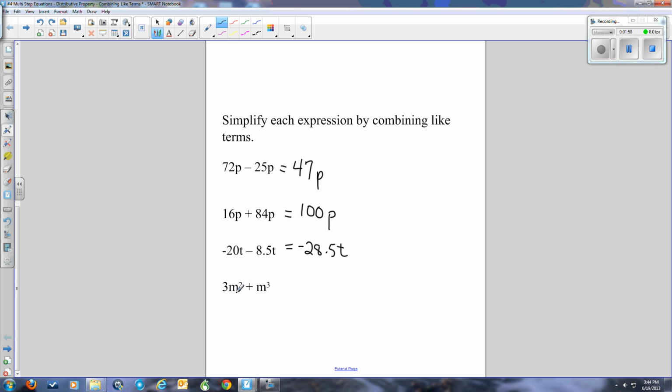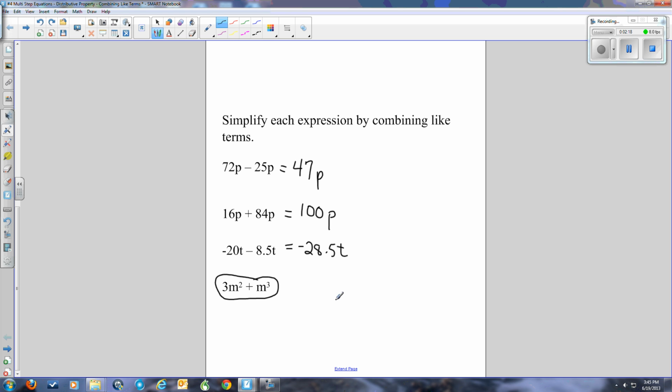Now let's say that we had something like this, 3m squared plus m to the third. Those are not like terms because the m squared and m to the third power each have different exponents, and in order to have like terms, they have to have the same exponents. So actually, this is simplified as far as it could go.